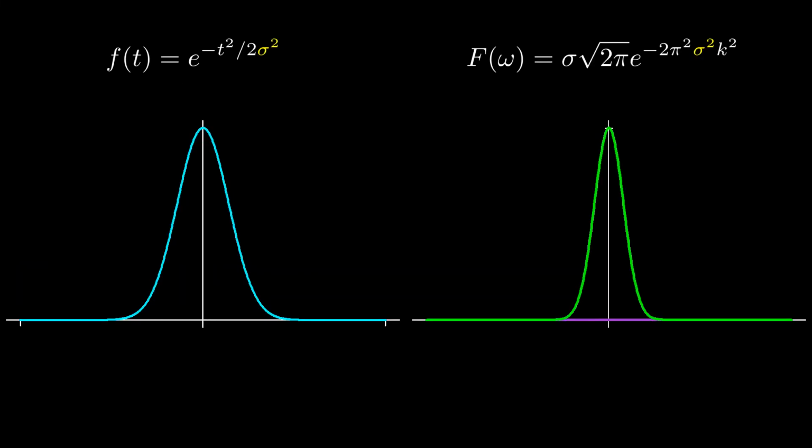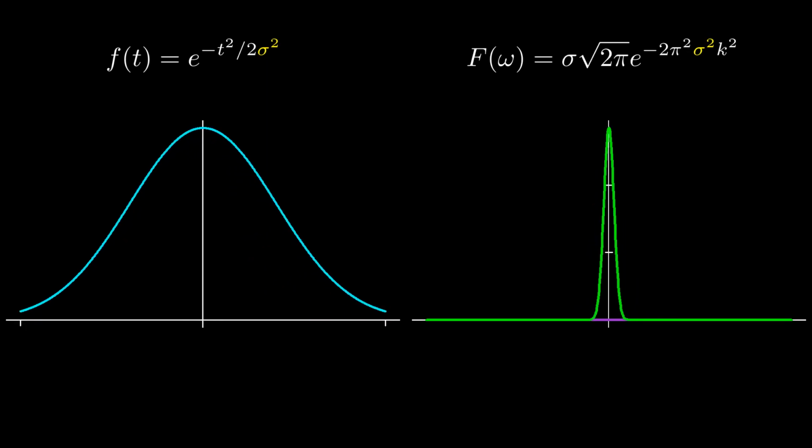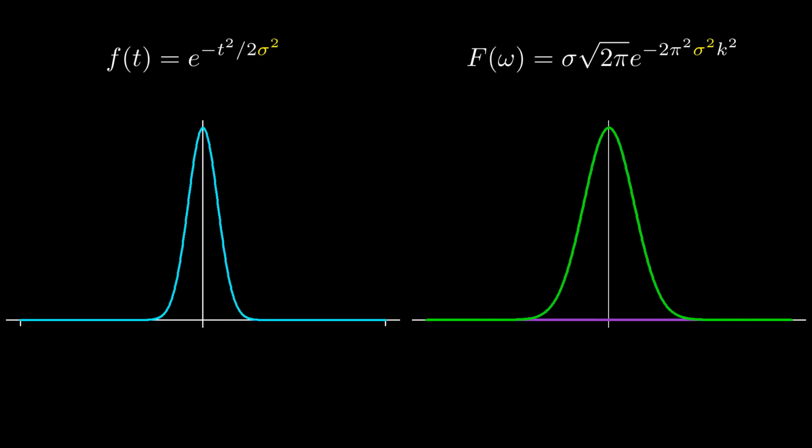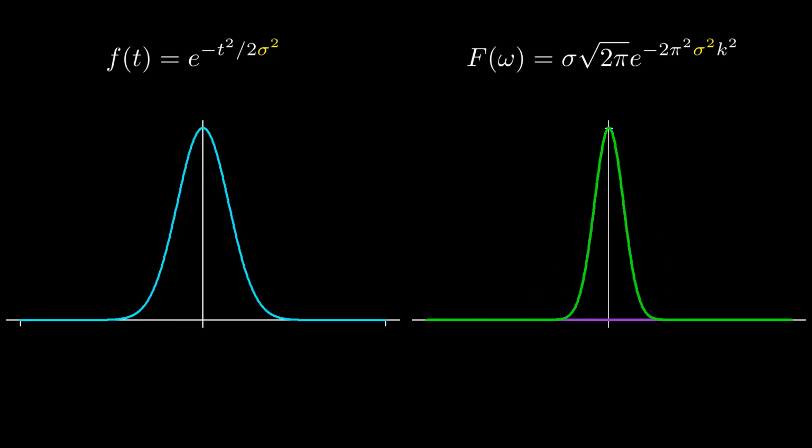I won't derive this one, but it's important to know the Fourier transform of a Gaussian is a Gaussian. Similar to a square-Sinc relationship, a broad Gaussian in the time domain yields a narrow Gaussian in the frequency domain and vice versa. Notice the yellow sigma squared in the expression, which relates to the standard deviation of the time domain function.